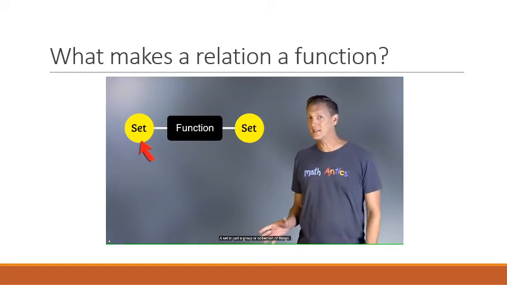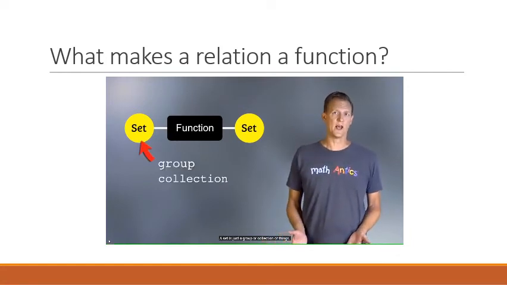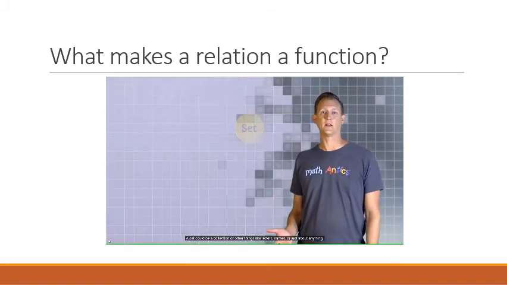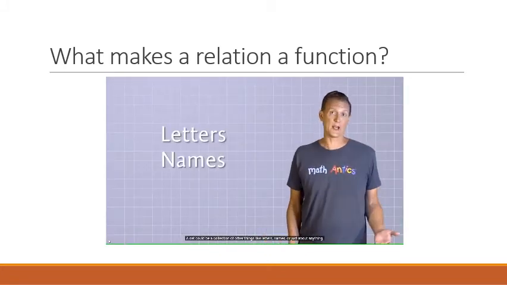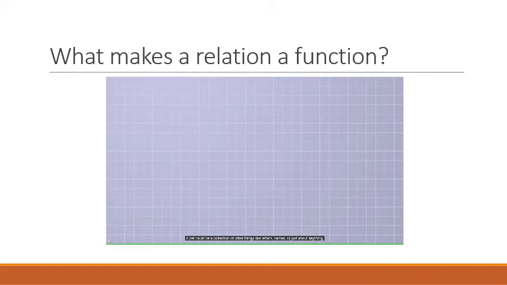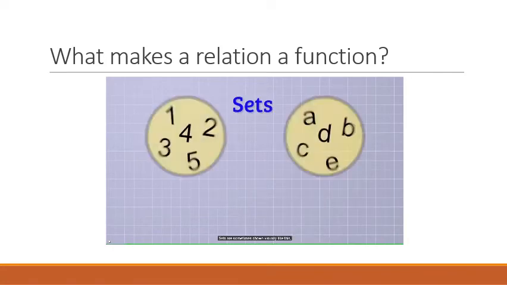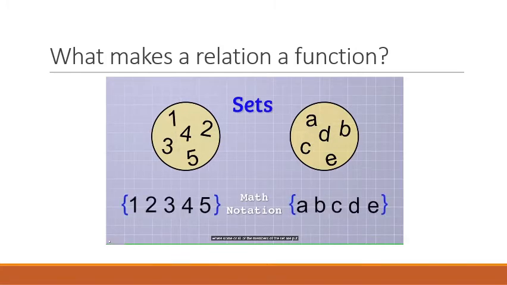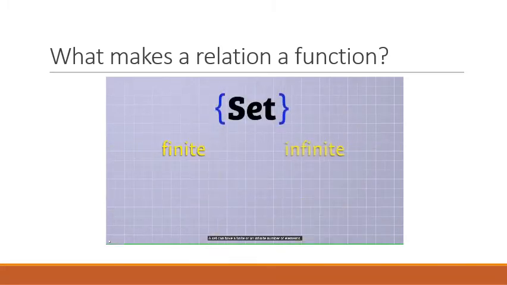A set is just a group or collection of things. Often it's a collection of numbers, but it doesn't have to be. A set could be a collection of other things like letters, names, or just about anything. Sets are sometimes shown visually like this, but more often you'll see sets written using a common math notation where some or all of the members of the set are put inside curly brackets with commas between them like this. A set can have a finite or an infinite number of elements.